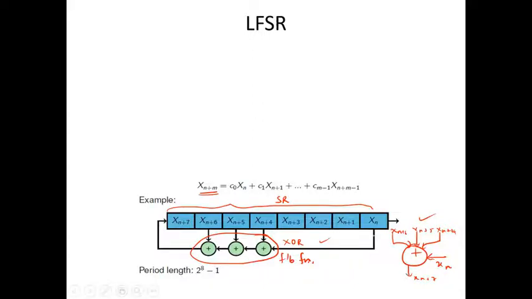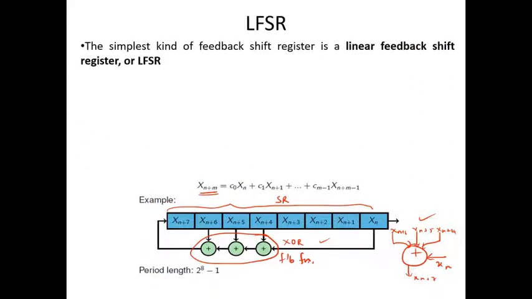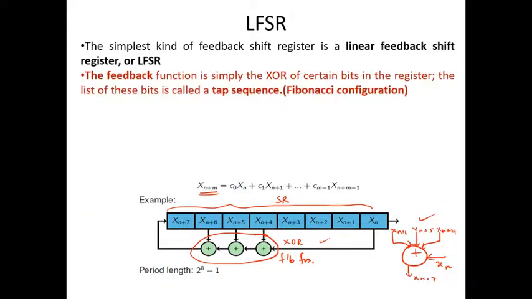This is the realization in hardware. The simplest kind of feedback shift register is a linear feedback shift register. The feedback function is generally the XOR of certain bits in the register. The list of these bits is generally called the tap sequence. So the bits we are using as input, we call that list a tap sequence. What we have shown here is also commonly called the Fibonacci configuration.